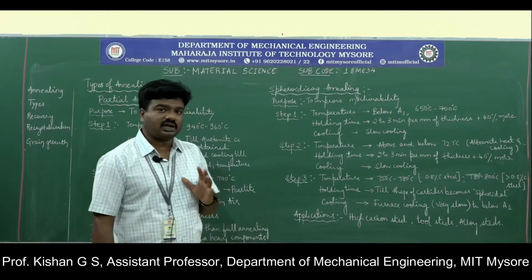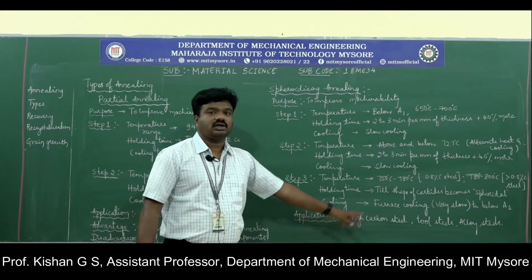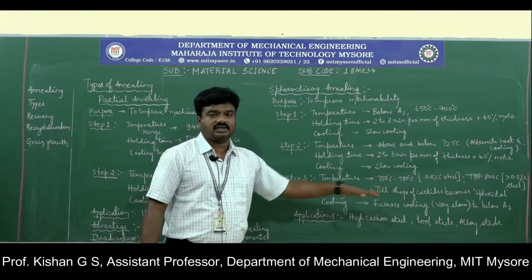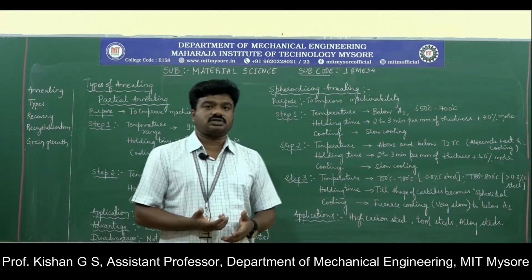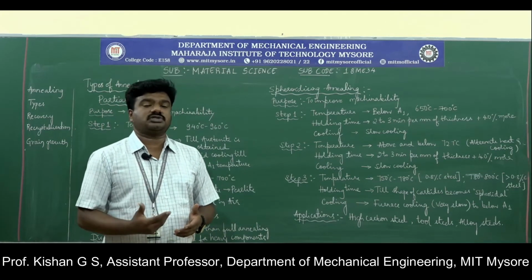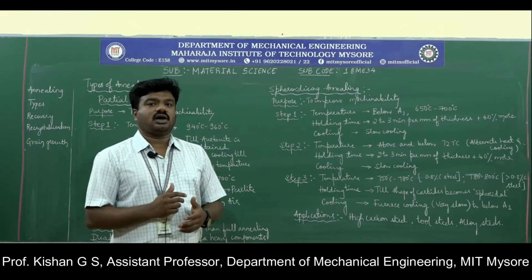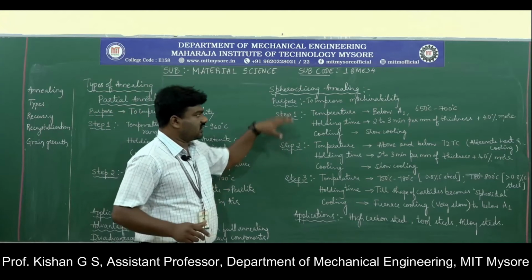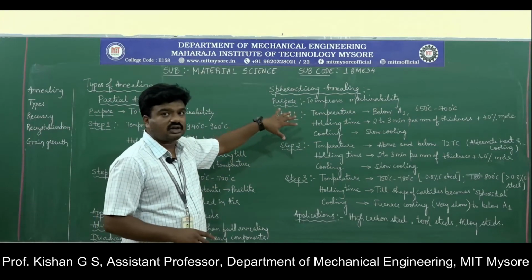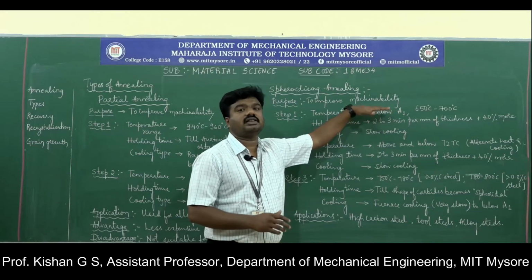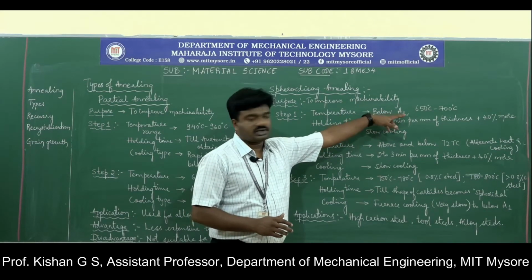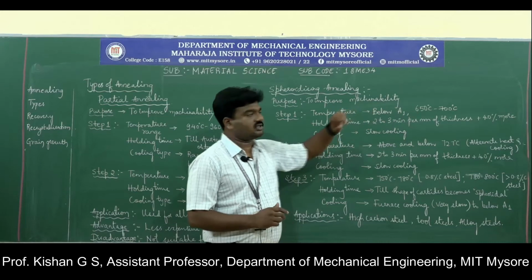This is applicable for the high carbon steel, tool steels and alloy steels, and these are the type of steels which can be considered for spheroidizing annealing process. And here it is a 3-stage process, like the partial annealing. So at the first stage you are going to heat the specimen to a temperature below A1, that is lesser than the eutectic temperature, between 650 to 700 degrees Celsius.